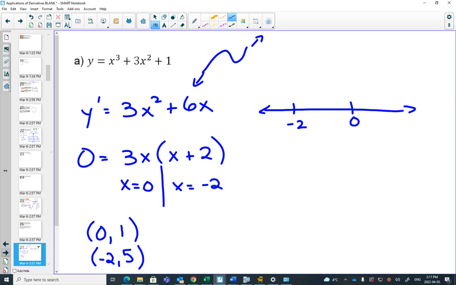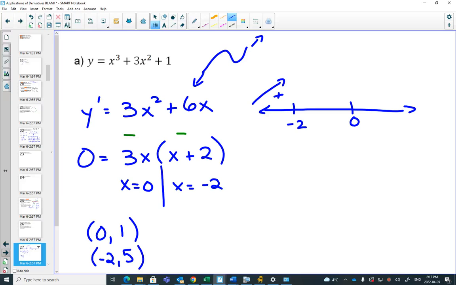So I plug in something less than negative 2 into my derivative. Personally, I like using the factored part because then you don't even have to do much mental math. Like plug in negative 3. Would you agree that this section would be negative? And this section would be negative. And a negative number times a negative number will always be a positive number. So this section is increasing because my derivative is positive.